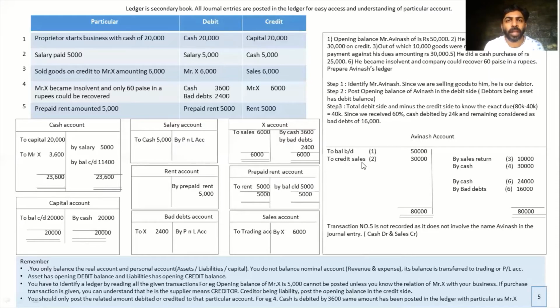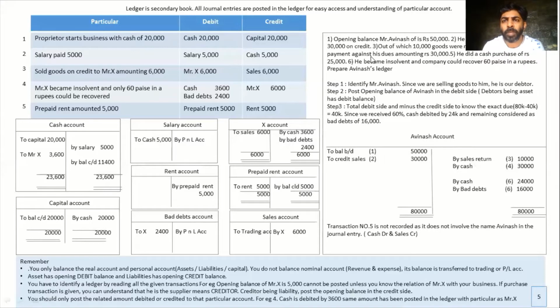What happens when Avinash returns goods? What is the term called? Sales return. Now sales has a credit balance, so sales return will obviously have a debit balance, isn't it? So sales return debit to Avinash. To Avinash means you're crediting Avinash. So on the credit side, you will see my sales return as 10,000. Look into the next line.